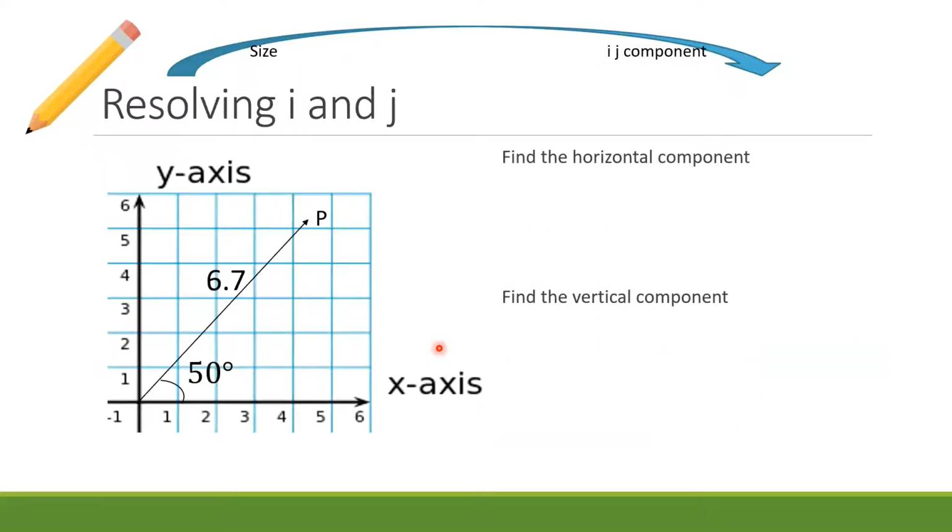Let's do some examples. I've got two examples here before we jump into the next one. For this one, I would like you to quickly jot this down in your books. It doesn't have to be precise, just close enough will do. Even if you just draw a line at 50 degrees, that'll do. We're going to find the vertical component and the horizontal component of this vector.